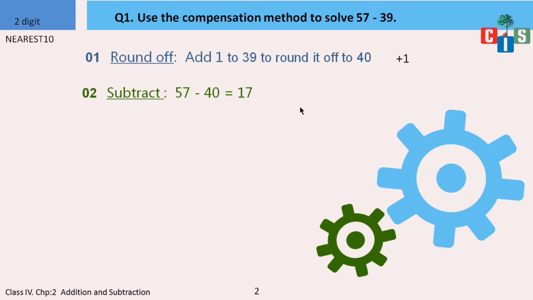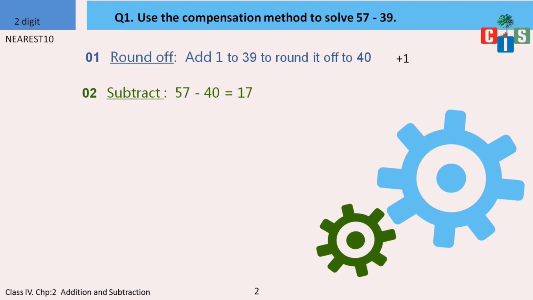Now, have an observation, students. What I am going to say to you: look at it. We subtracted 40 instead of 39. That is, we are subtracting one more. So, to get back to the same answer, what I have to do is add 1. We have to compensate the step we have already taken. What step had we already taken? We had subtracted 1. And now we will compensate it by adding 1.